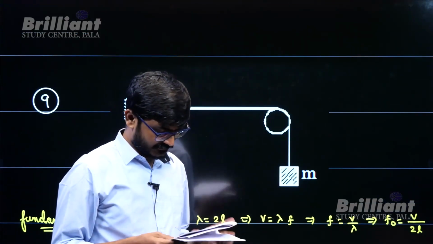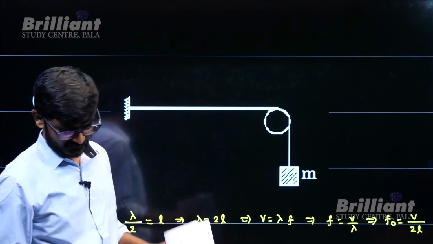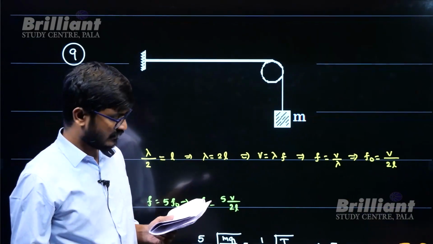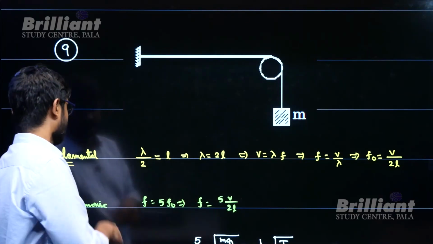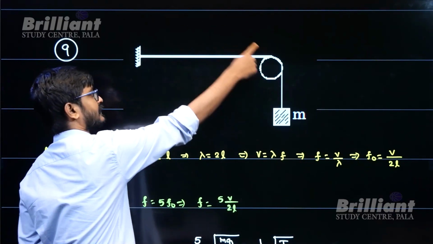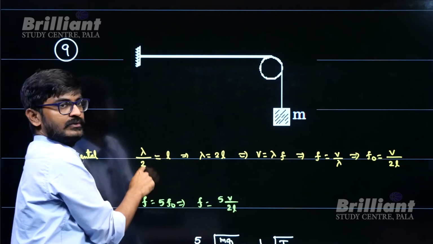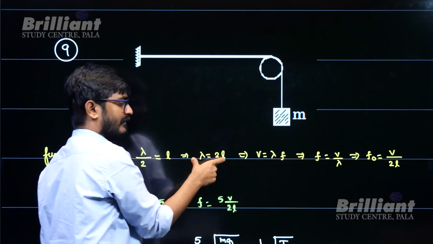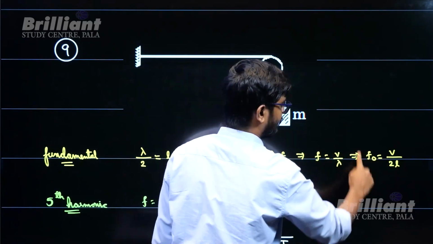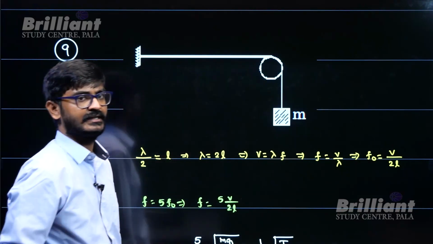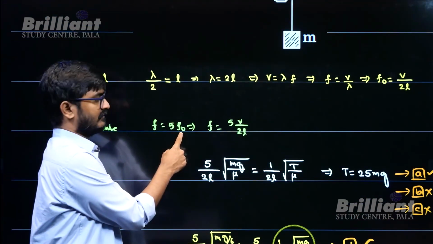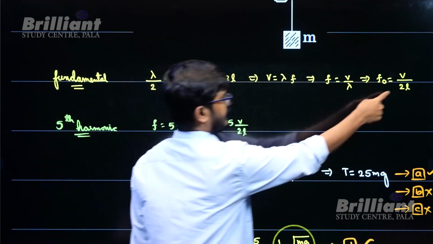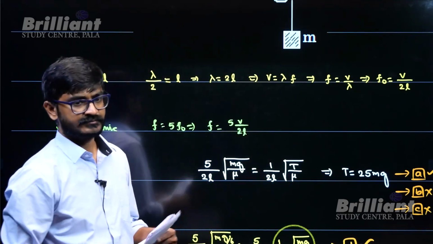If we want the frequency of the oscillator to be fundamental, first of all I will go with the given figure. What will be the fundamental frequency? For the fundamental frequency, there will be one loop, which is lambda by 2. Lambda by 2 equals L. From there I will get lambda, and from there the frequency. This is the fundamental frequency, but they said it is operating in the fifth harmonic. So what is the fifth harmonic? 5 times the fundamental frequency.